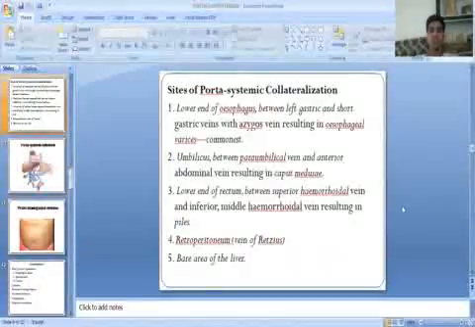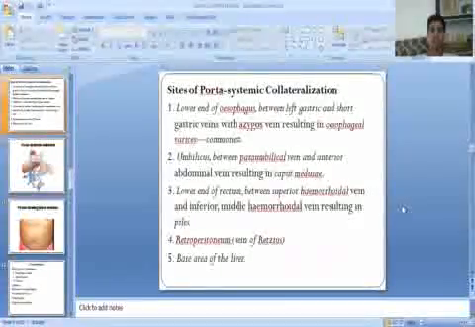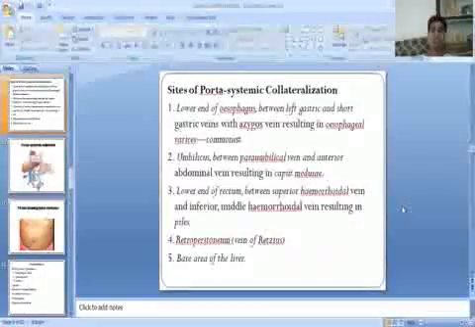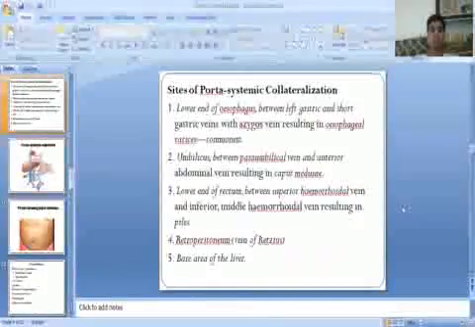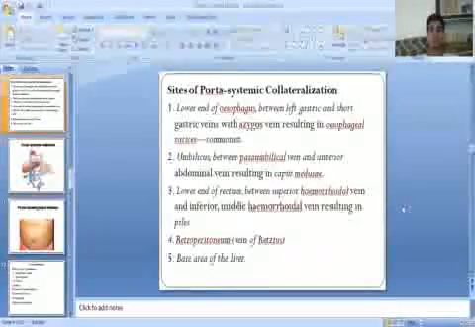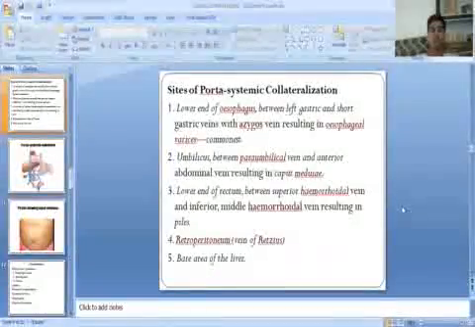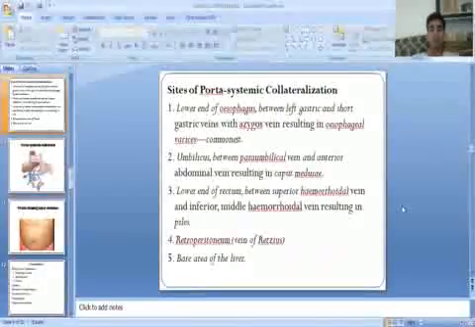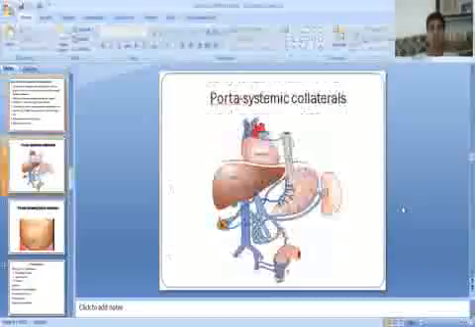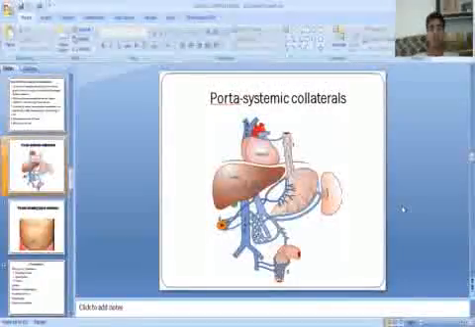Sites of portosystemic collaterals, as you can see: lower end of the esophagus between left gastric and short gastric veins with azygos. Umbilicus between paraumbilical vein and anterior abdominal vein, resulting in caput medusae. Retroperitoneum, bare area of liver, lower end of the rectum. These are the sites of portosystemic collaterals.